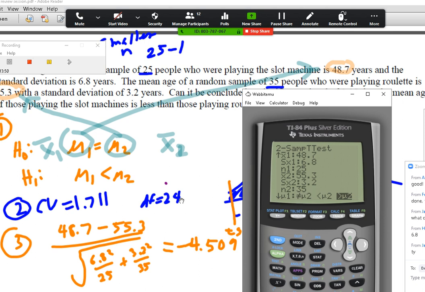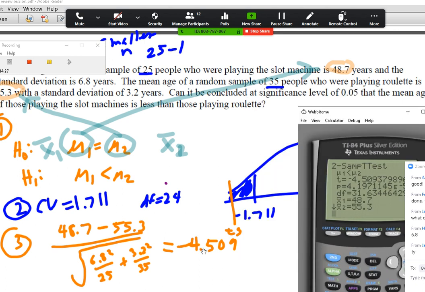Alright, and then my claim is less than, so I'm going to go to the less than one. I'm highlighted on there, and I'm going to hit enter, and then I'll be where I want to be. Arrow down. Pooled: no, I have no idea what pooled does, just leave it as no. And then hit calculate. And it gives me my test stat, negative 4.509.